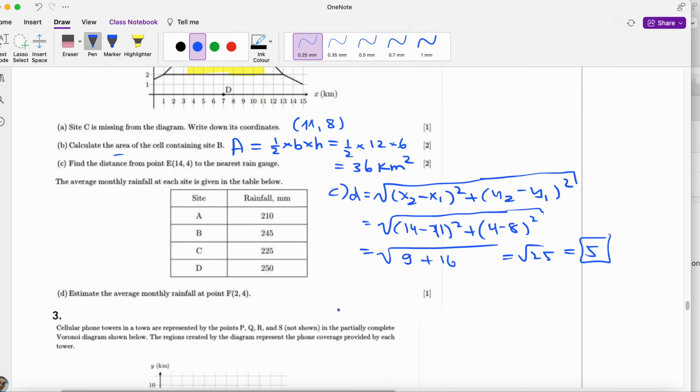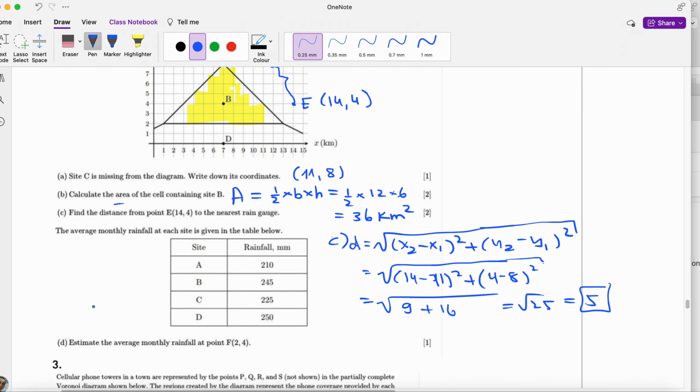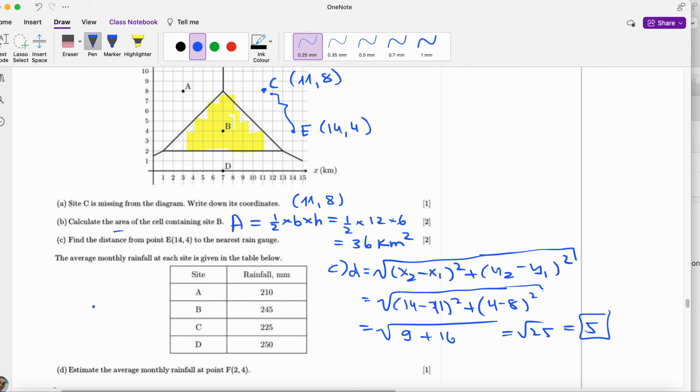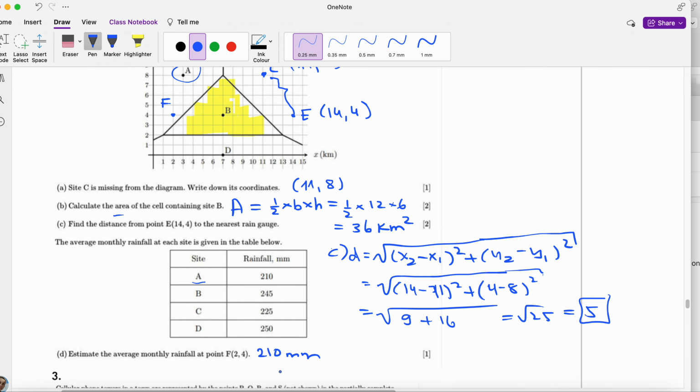The average monthly rainfall of each site is given in the table. Find the average monthly rainfall at F, being at 2, 4. Where's 2 and 4? There's F. You can see who is the nearest neighbor. The nearest neighbor is A, so that's the gauge you're going to take. Since it's closest to A, we're going to be taking the gauge of 210 millimeters. That's how that concept works.